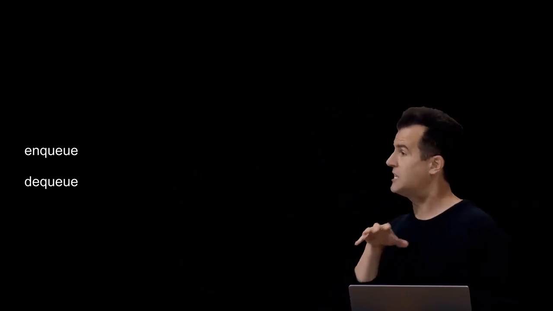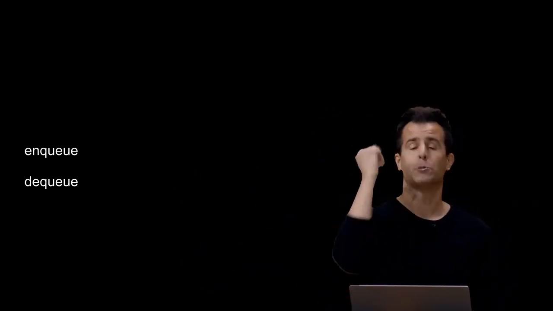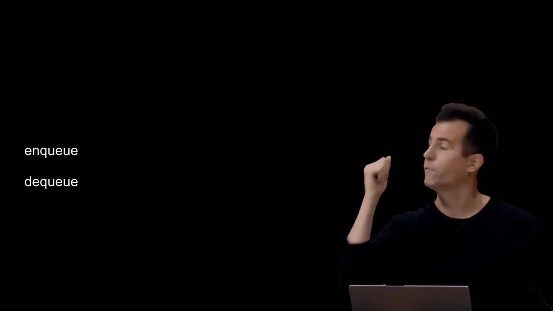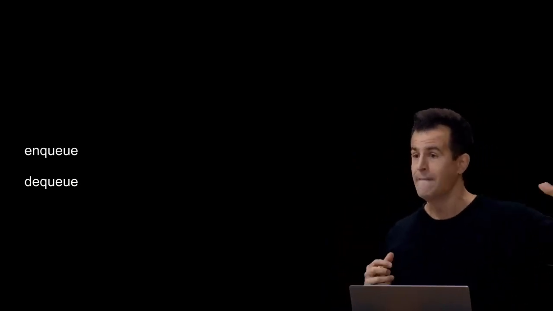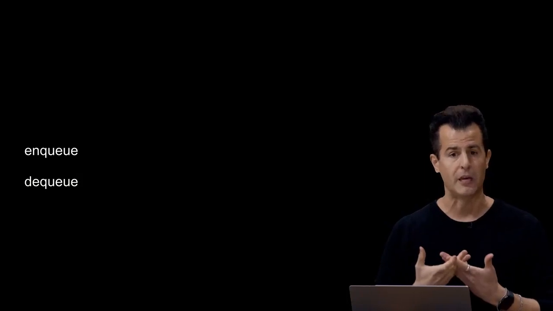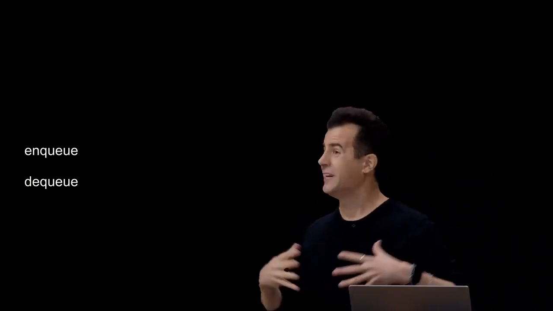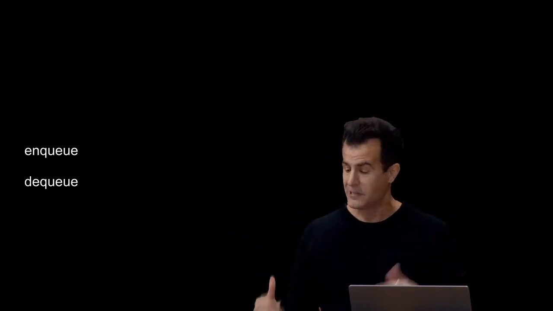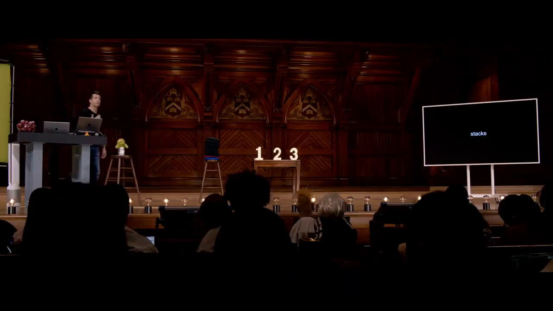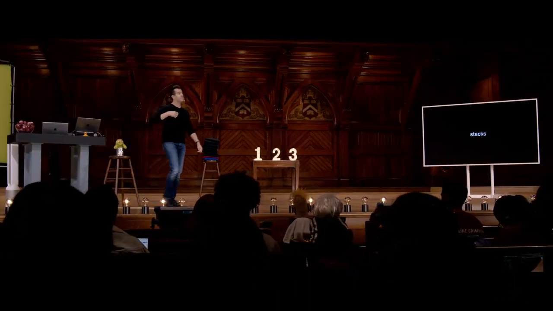And then dequeue is just the opposite. When it's time for the first person in line to be served, the time for the first person in line to go through security, they are dequeued, so to speak. So a technical concept ultimately as it's implemented in code, but it's really just a real world concept. And these are in contrast to another abstract data type that we might call a stack.